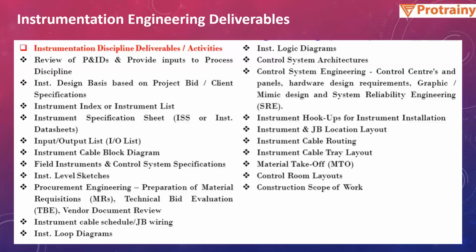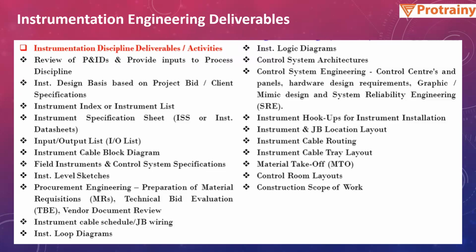Basically, instrument discipline activities include reviewing the PNIDs and providing input to the process discipline. Then, based on the bid document, the instrument design basis will be prepared. Then the instrument index or instrument list will be obtained from our PNIDs. The instrument specification sheet, data sheet, and IO list will be prepared.